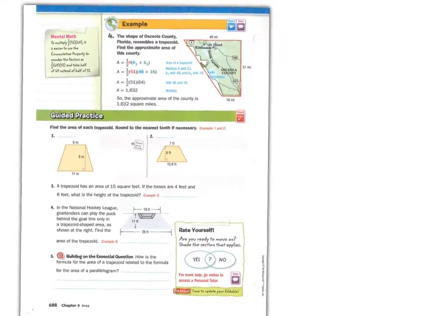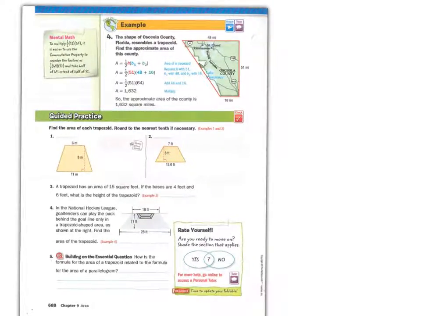Here's what I would like you to do. I would like you to answer the following questions all on your own. Find the area of this trapezoid. This one, you're given the area and the 2 bases, so find the height. Remember our formula for height. I'm going to write it on this page for you again. Height equals 2 times the area over base 1 plus base 2.